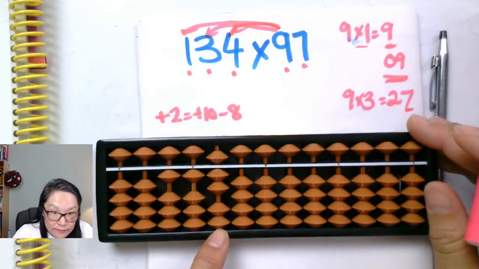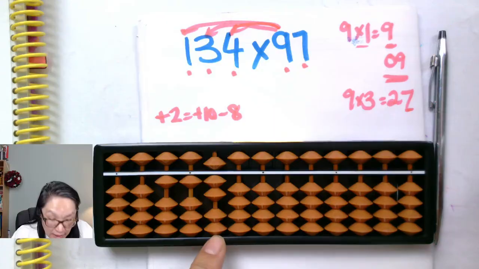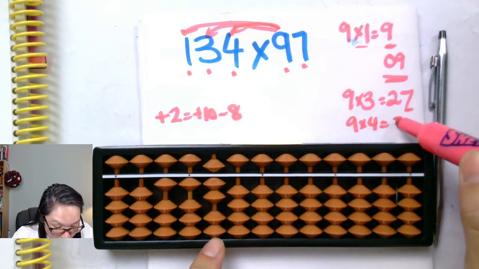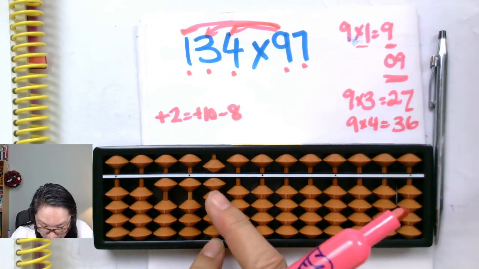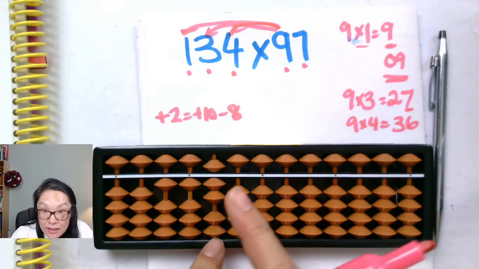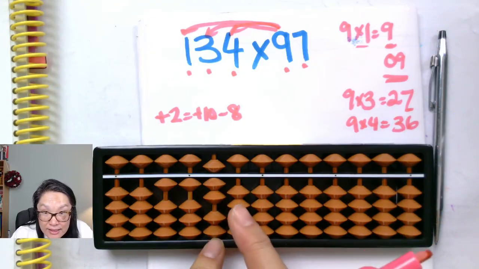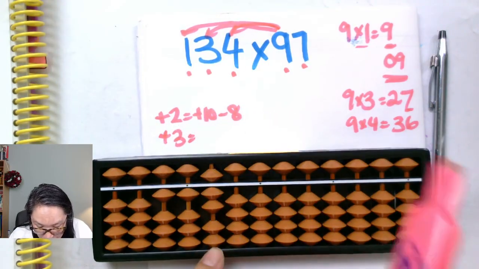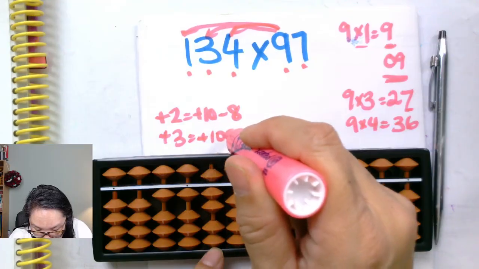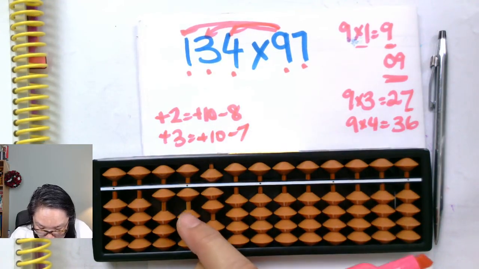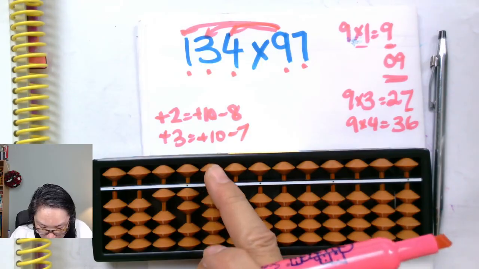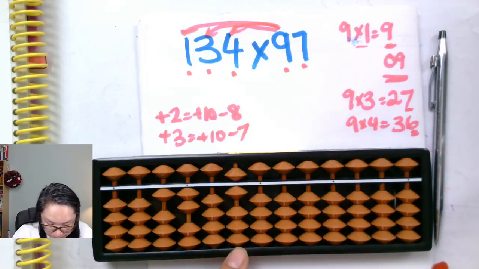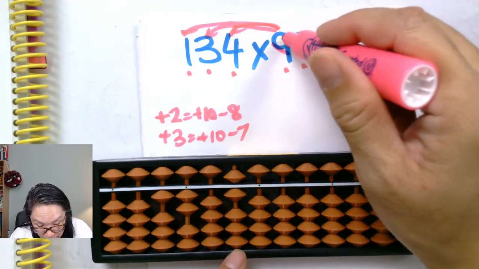9 times 4. 9 times 4 is 36. Add 3, add 6. Plus 3 is what? Plus the 10 minus 7. Plus the 10 minus 7. Plus the 6, because we need to add the 6. There we go. So we are done with our 9s.